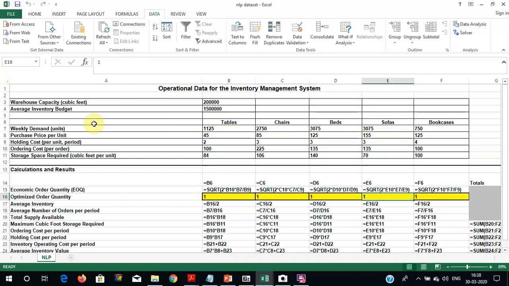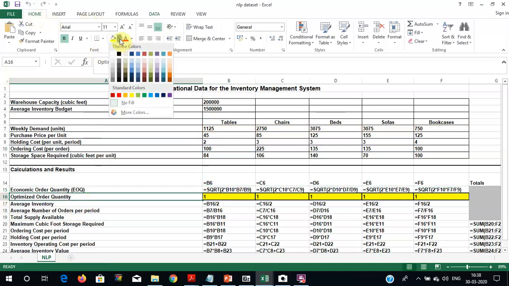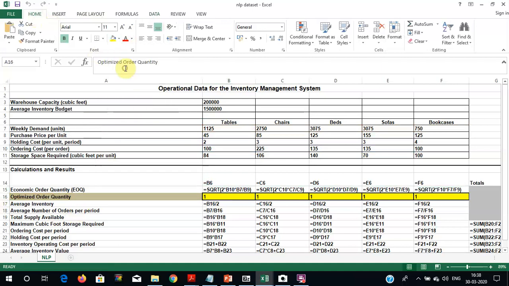So the same calculation goes here, but let's look at what we are interested in. Let me color it green, because this is something that is of interest. EOQ we can find from the formula, but we are looking at the optimized order quantity for each of these products. So this will become x1, x2 for chairs, x3 number of beds, x4 number of sofas, x5 number of bookcases. And there are some calculations I have shown here.